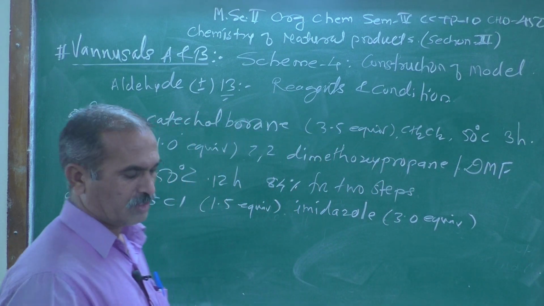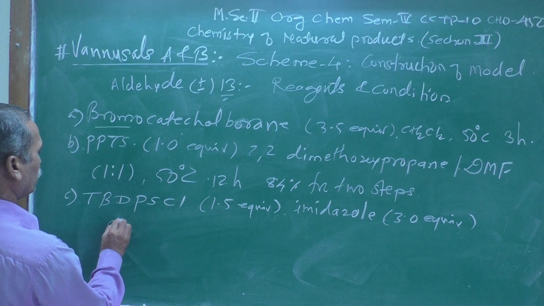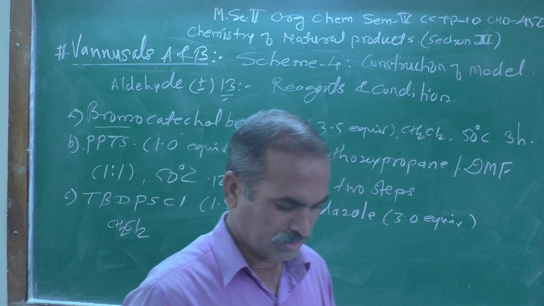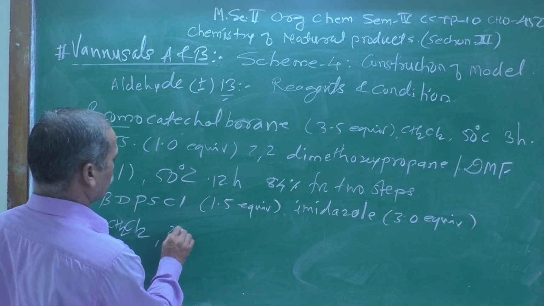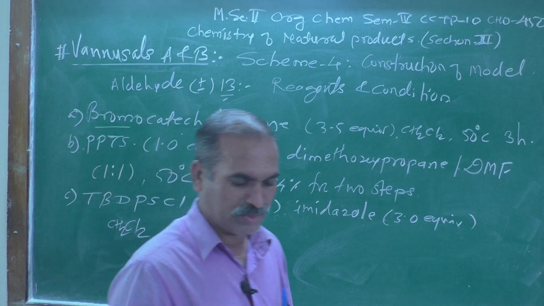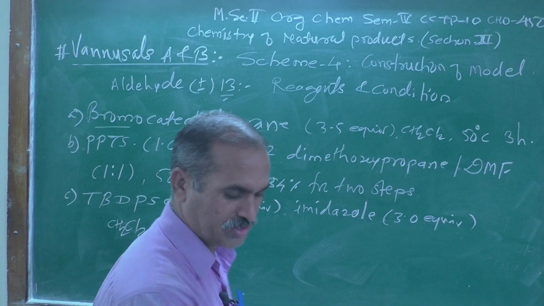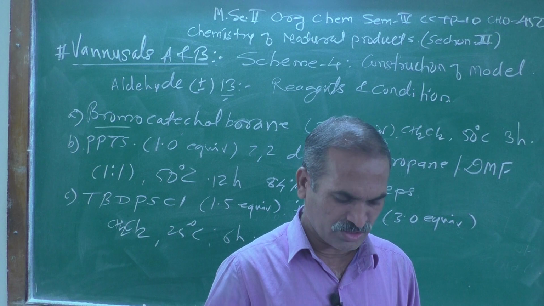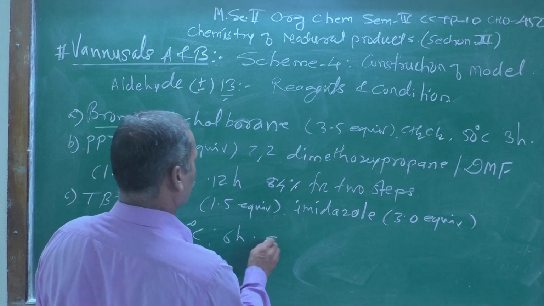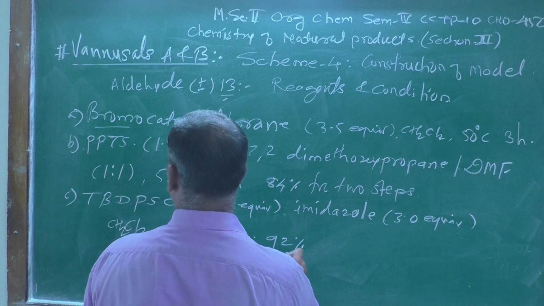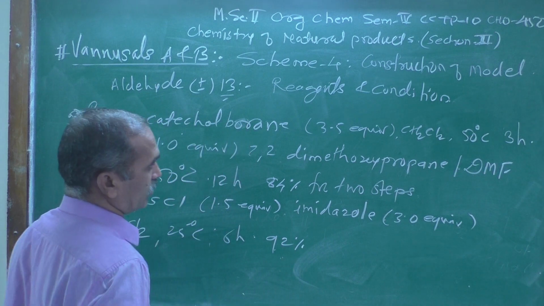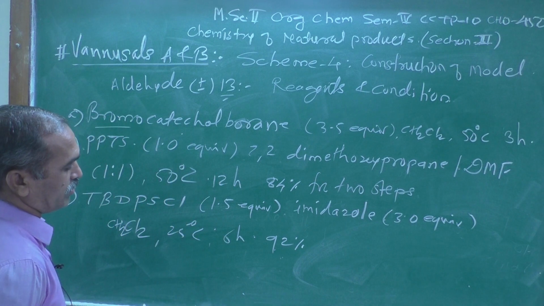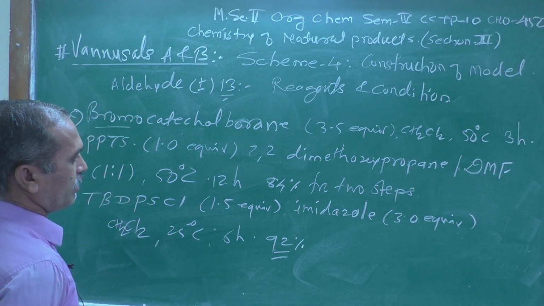Also CH2Cl2 is the solvent used in this reaction, and the temperature is 25 degrees centigrade, meaning room temperature. This reaction is stirred for 6 hours, and the percentage of yield is very high: 92% overall yield is obtained in this particular reaction. This is the chemical reaction where we got 92%, a very high yield.